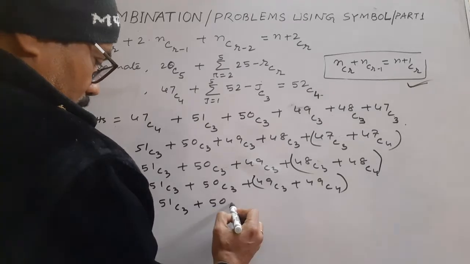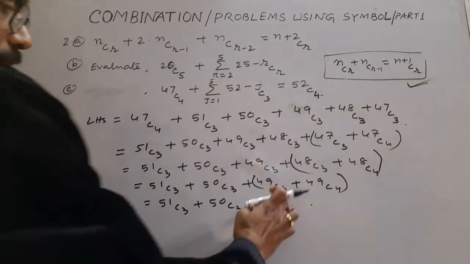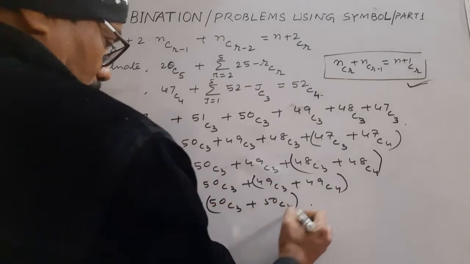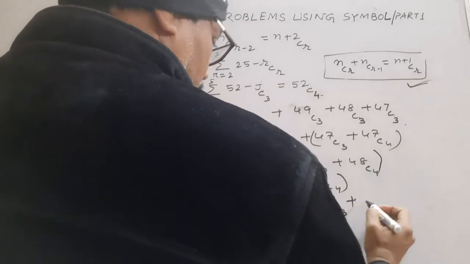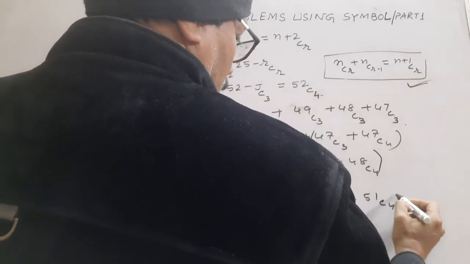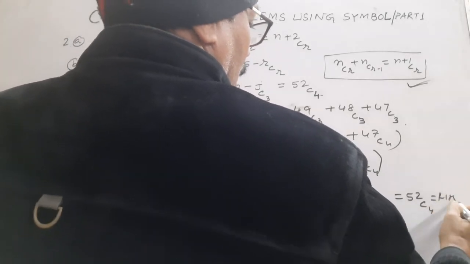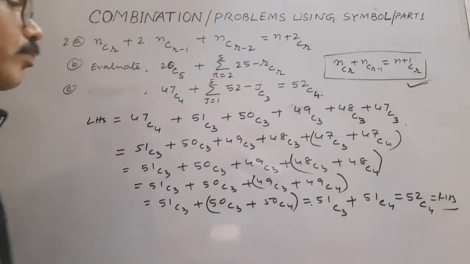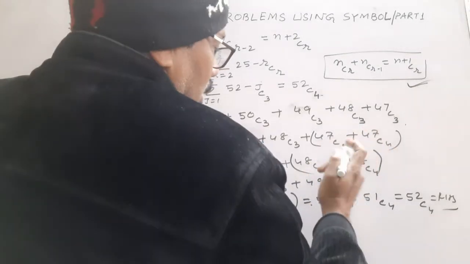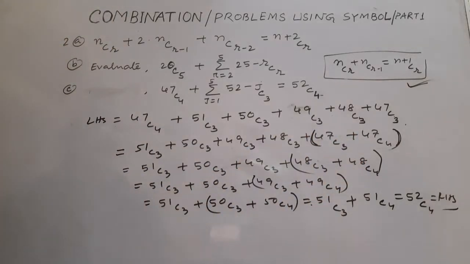51C3, 50C3, 50C4. Get out of this. Now again it is 51C3 plus 51C4. So actually it is 52C4, which equals the RHS. Most interesting problem. So look, you pair this one, then automatically you get the formula with the previous one.